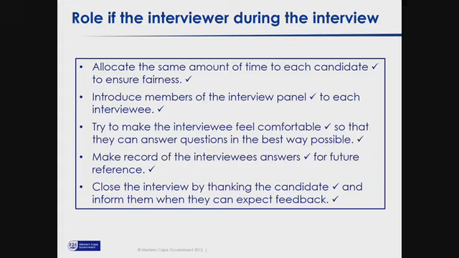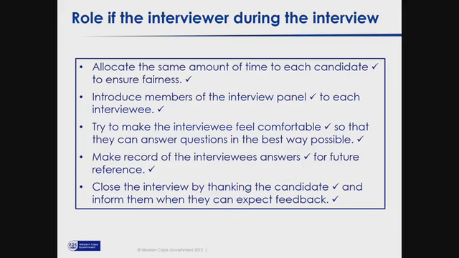So during the interview, you're going to try and allocate the same amount of time to each candidate to ensure fairness. Remember, fairness and equity is important during the interview process. Everybody must have the same opportunity. So therefore, you're going to try as far as possible to ensure that everybody gets the same time to answer or to have their particular interview.